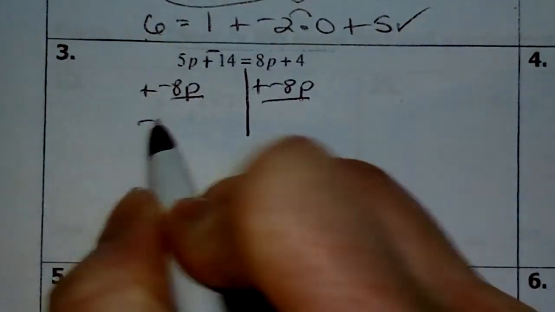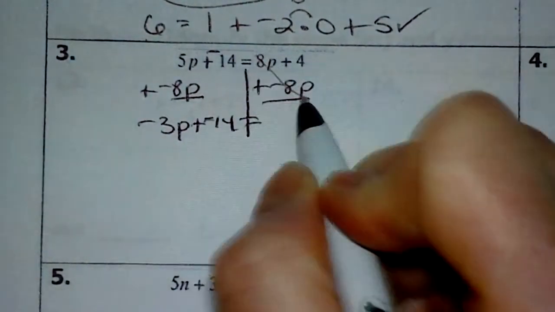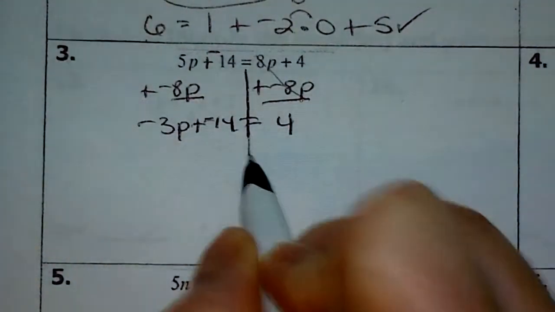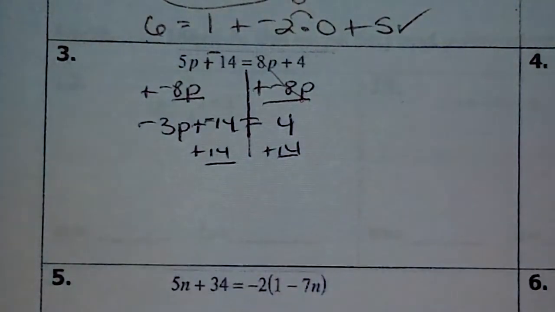5p plus -8p is -3p. We still have our plus -14. And now over here all that's left is 4. Alright, I want this -14 to go away. I need to add a positive 14. That's how you get rid of things that are being added.